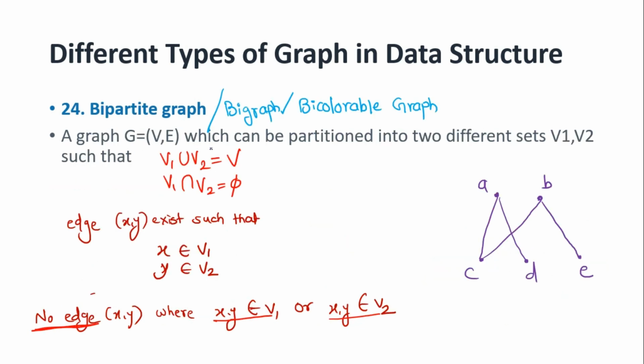Bipartite graph. A bipartite graph is also called a bigraph or bicolorable graph. A graph which can be partitioned into two different sets V1 and V2 such that between vertices within each of these two sets there is no edge present. Let's understand what that means.